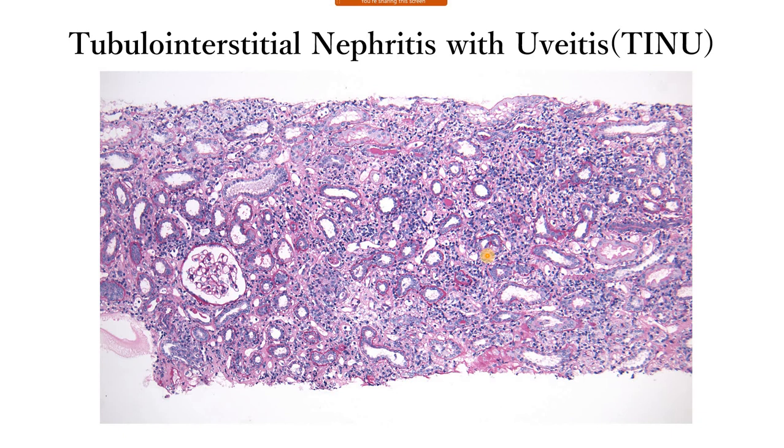Again, by kidney histology alone we cannot tell this is TINU. We again need the clinical information, like the patient has uveitis. Otherwise we cannot tell. So this is an edematous interstitial area that also has severe interstitial inflammation. And in some areas, I believe, there is tubulitis here and here.